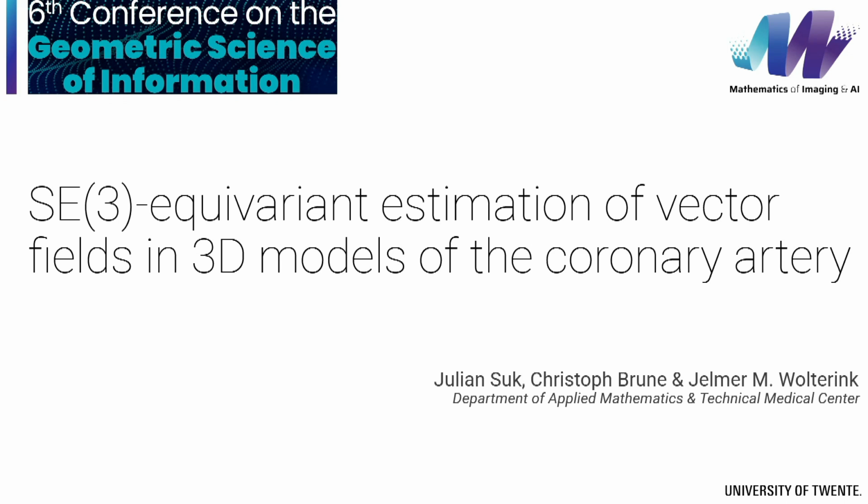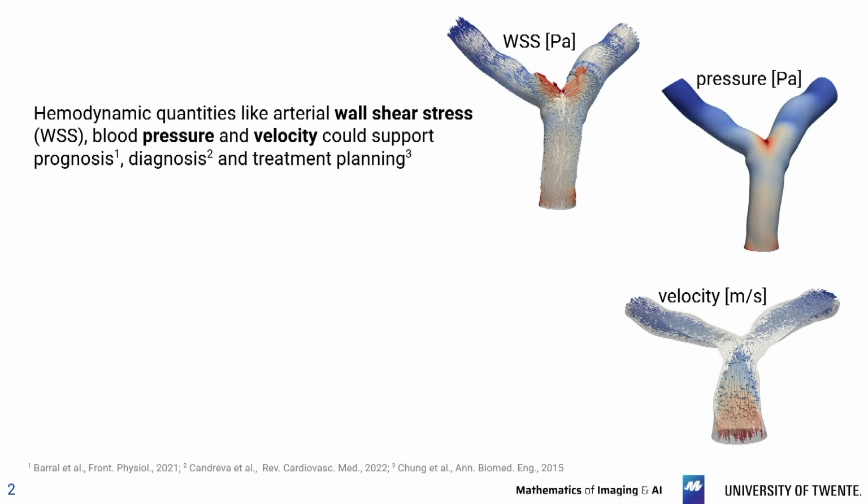So my talk is going to be a showcase of how to apply a geometric method, in particular geometric deep learning, to a problem in medicine or biomedical engineering. So hemodynamic quantities, that means quantities related to the blood flow, like blood pressure or blood velocity, could support prognosis, diagnosis, and treatment planning in patients with cardiovascular disease.